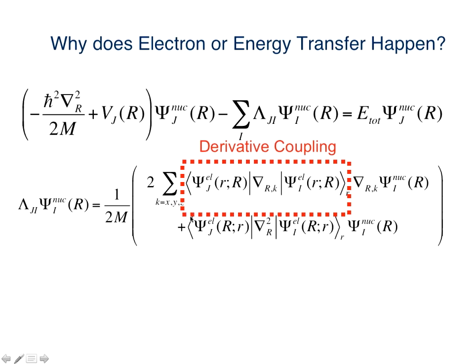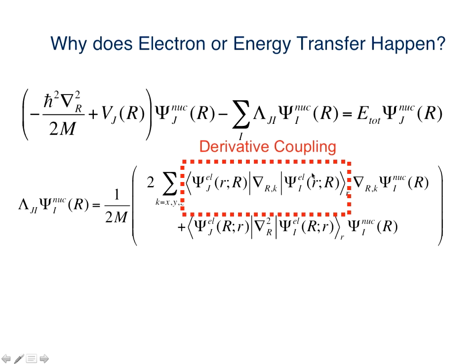This operator in here is what we're talking about today. It's the derivative coupling operator. What it tells you is how much does the ith electronic wave function depend on nuclear position, and how does that actually overlap with the jth electronic wave function? I'll show you some pictures in a minute.